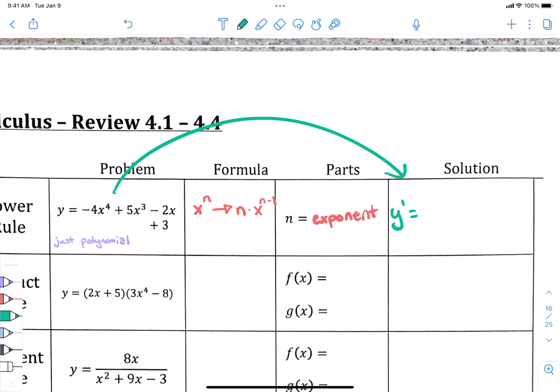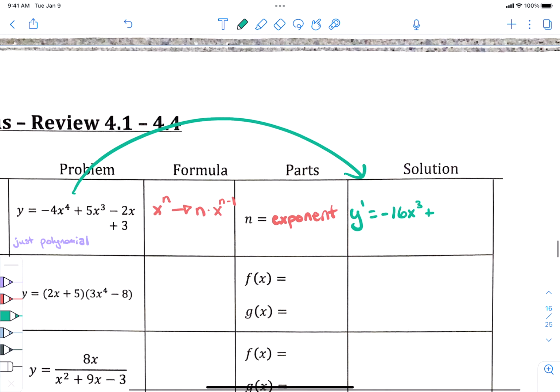Okay, so let's do the derivative of that. Negative 16 x to the third plus 15 x to the second minus 2.